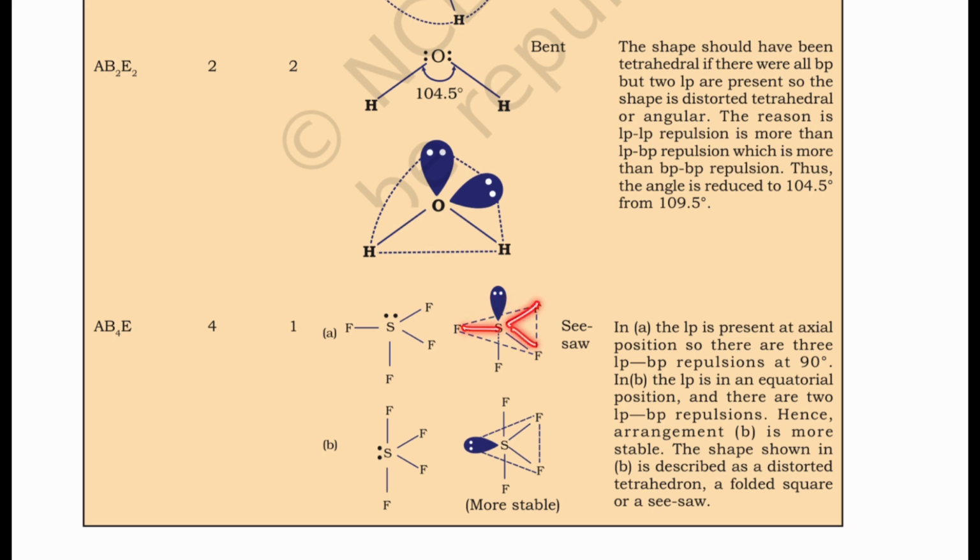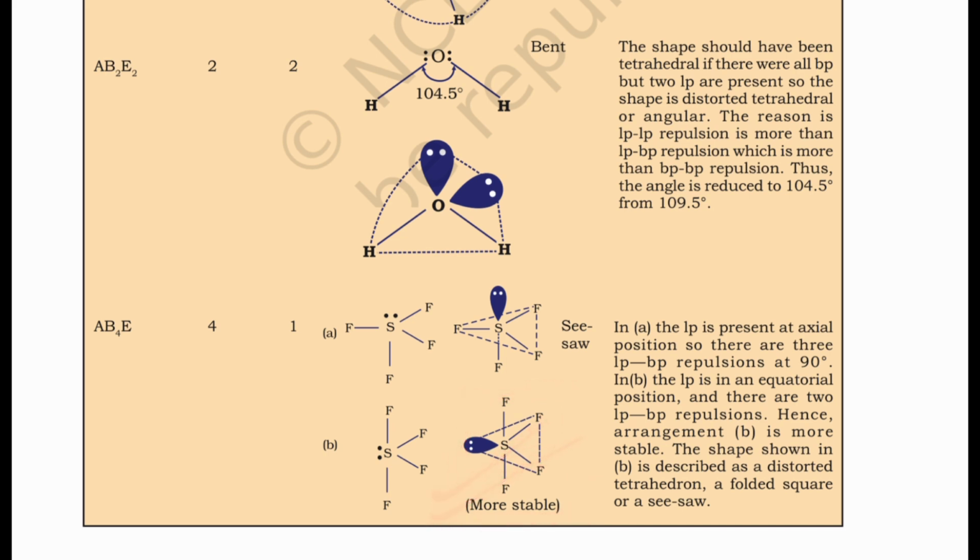These bonds are all at 90 degrees to the lone pair, so there are 3 lone pair bond pair repulsions. And if you put it on the equatorial position, these angles are 120, so the repulsion there is negligible. Mainly this is 90 and this is 90, so we have only 2 lone pair bond pair repulsions. So in this molecule there is less repulsion and hence it is more stable. So the lone pair should be kept on the equatorial position to minimize repulsion. This is extremely important for JEE and NEET: this structure is more stable where the lone pair is kept in the equatorial position so that repulsion will be less.